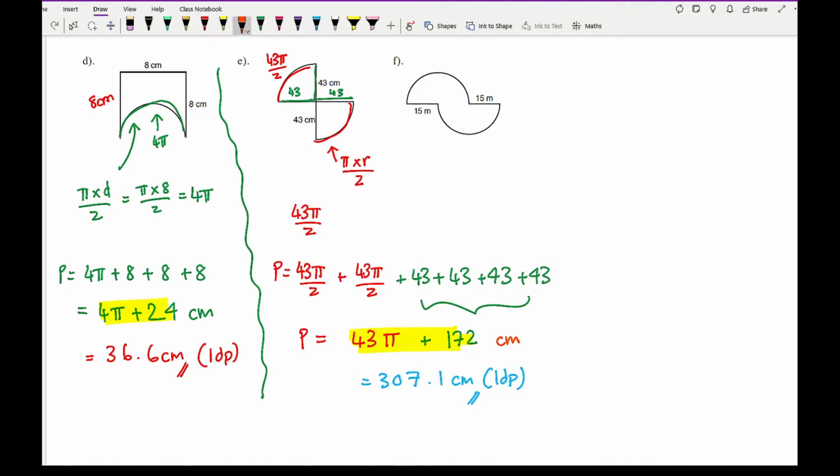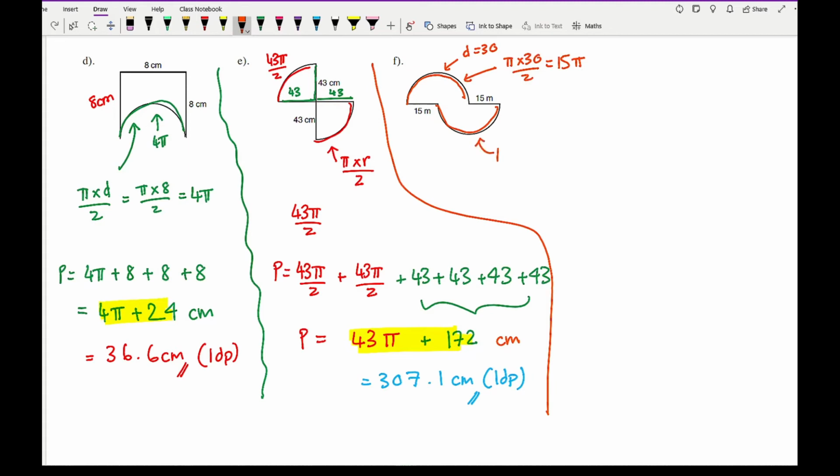And then looking at question F, so let's just split that up. Now with question F, I've got two semicircles. I've got this semicircle and I've got this semicircle. Now two semicircles make a full circle, so I could do this separately, which is absolutely fine. Now the diameter of this is going to be 30 because the halfway distance is 15. So this length here is going to be pi times 30 divided by 2, which is 15 pi. And this length here will also be 15 pi because it's the same. So the only two lengths I've then got to add are the 15 here and the 15 here.